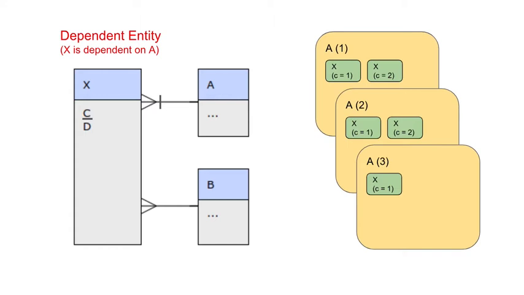We've not yet established an identifier for A, so it's a little awkward to cover this in detail. For now, you can think of each X as belonging to an A and is therefore dependent on it. The attribute C distinguishes different instances of X, but C is only locally unique within an A and can repeat across instances of A.